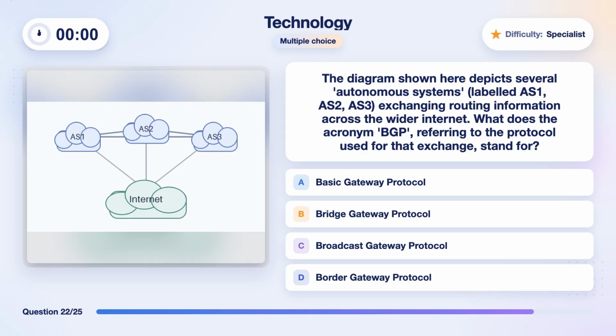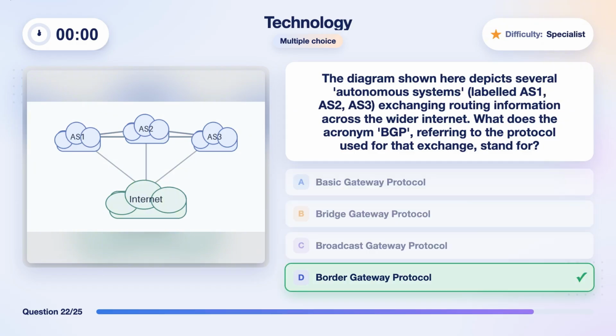Moment of truth. The answer? It's Border Gateway Protocol. BGP stands for Border Gateway Protocol, the exterior routing protocol that governs how traffic is exchanged between autonomous systems, networks operated by ISPs, enterprises, and cloud providers on the Internet. It is often called the glue of the Internet. The current version, BGP4, is defined in RFC 4271.